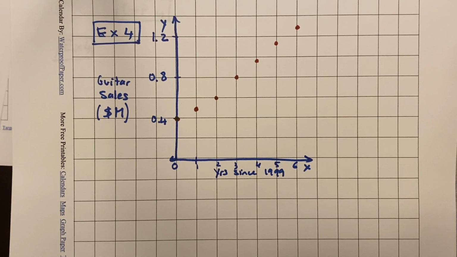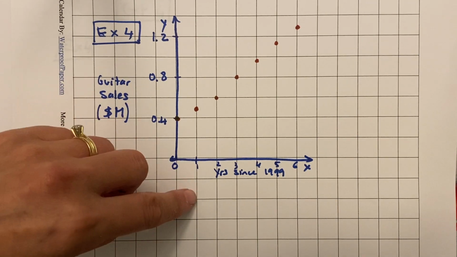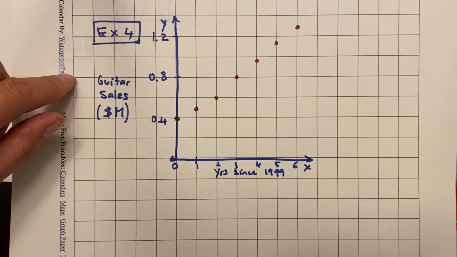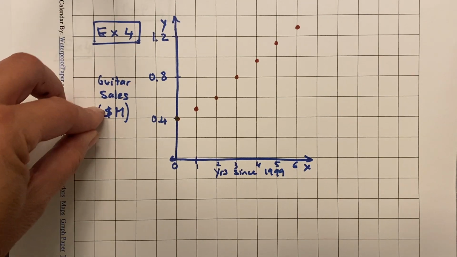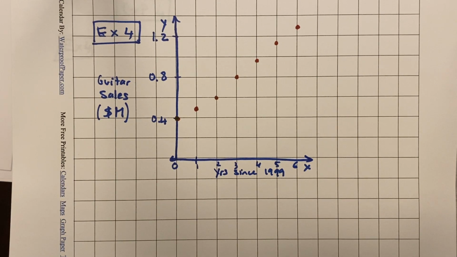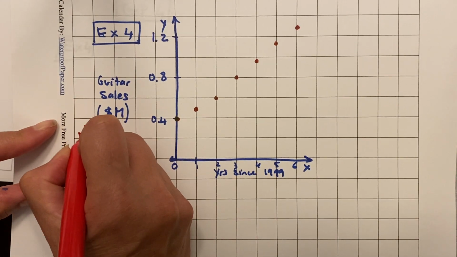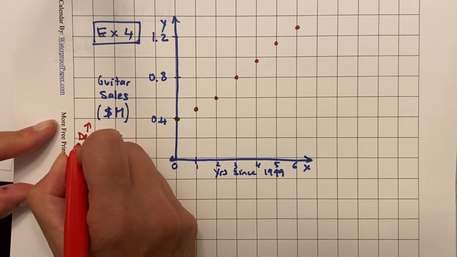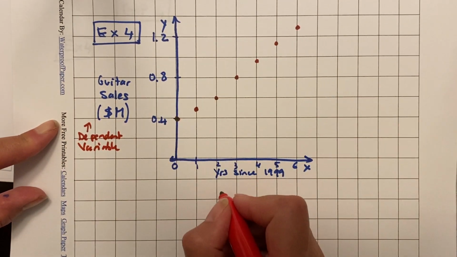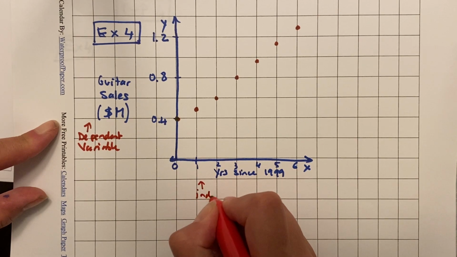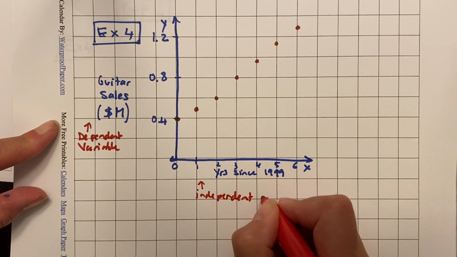And we're told, first of all, identify the independent variable and the dependent variable. In other words, which one depends on which? So we just say, do the guitar sales depend on the year, or does the year depend on the guitar sales? Well, obviously, the guitar sales depend on the year. So this is the dependent variable. How much you've sold depends on what year it is. And this one is the independent variable.